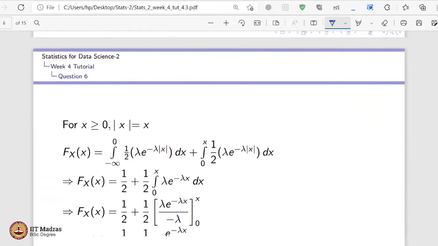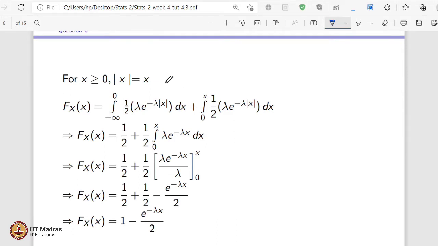Now we'll move to x greater than 0. For x greater than 0, mod of x will get replaced with x. Now we have to do the integration from minus infinity to x. From minus infinity to 0, mod of x will be replaced with minus x, and from 0 to x, mod x will be replaced with x. I guess you understand why we have written it in two parts: CDF of x is the summation of all the probability till this x value, and x is greater than 0, so we sum from minus infinity to 0, and then from 0 to x, where x is positive.